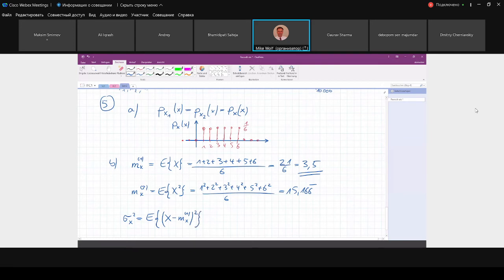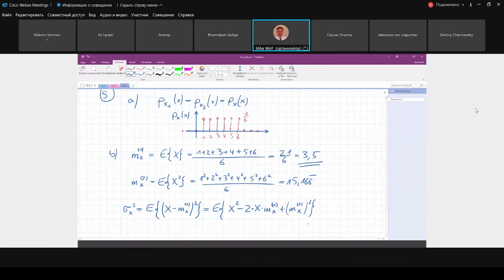But now let's do this. We have a certain relation between these values. Now I can write this like this. This is the expected value of x squared minus 2 times x times mx1. And don't forget, mx1 is deterministic. Only x is random. mx1 is just a value calculated before. And then plus mx1 to the square.